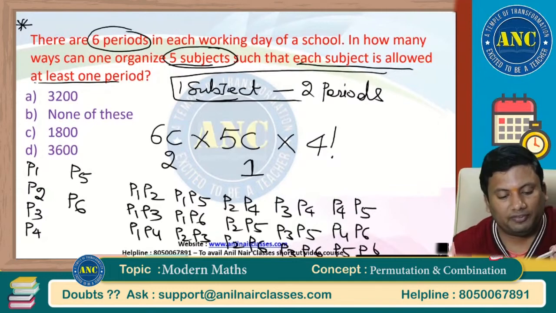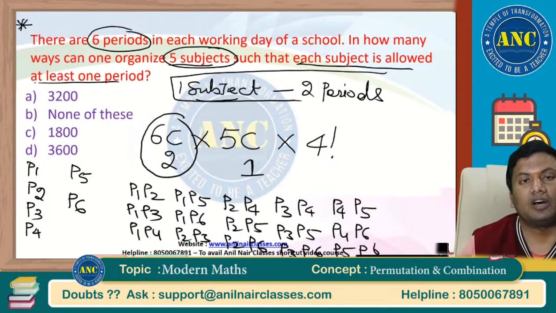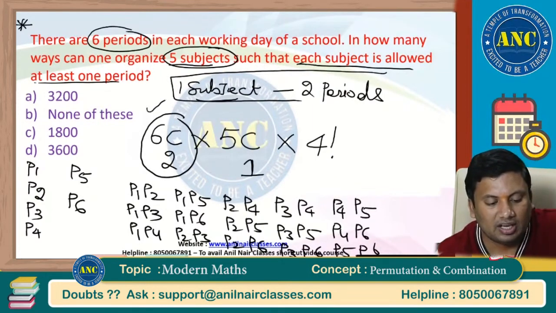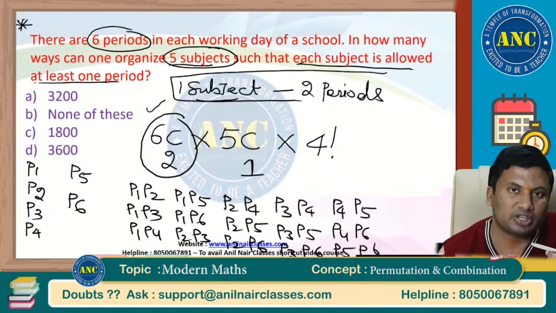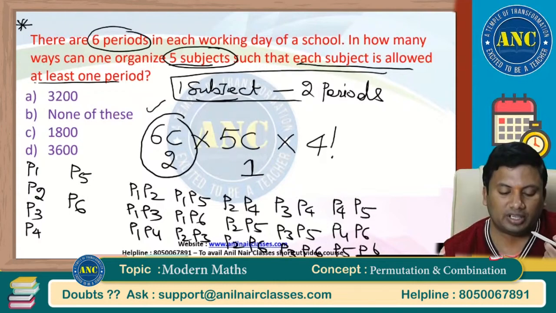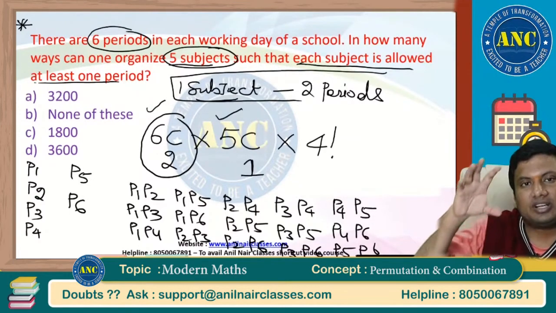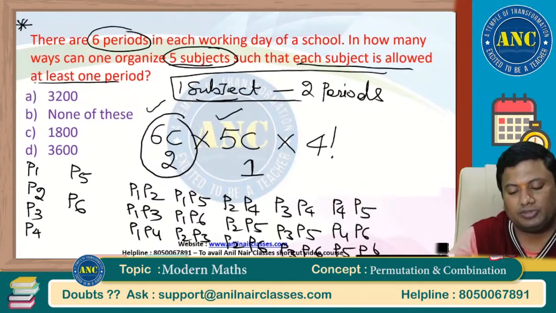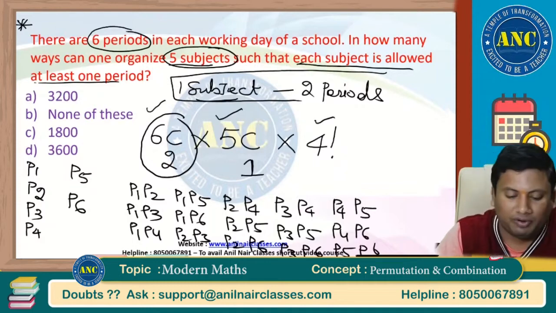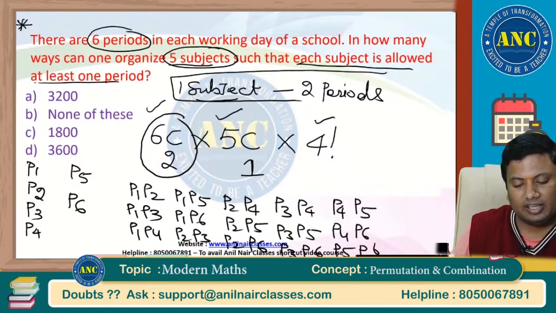Out of 6 periods, select any 2 periods where the same subject is taught. What is that subject? We don't know. It could be subject 1 or 2 or 3 or 4 or 5. So it is 5C1. Out of 5 subjects, 1 subject will come in those 2 periods. The remaining 4 subjects can arrange among themselves in 4 factorial.